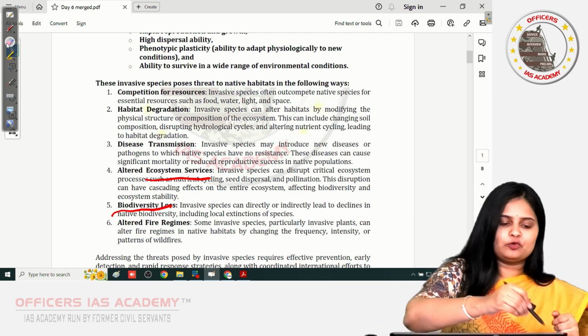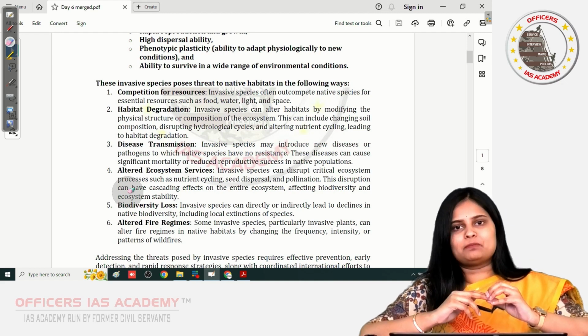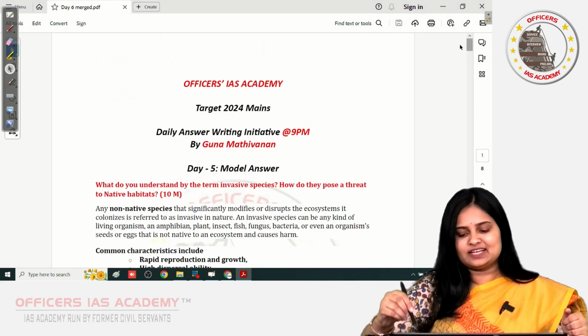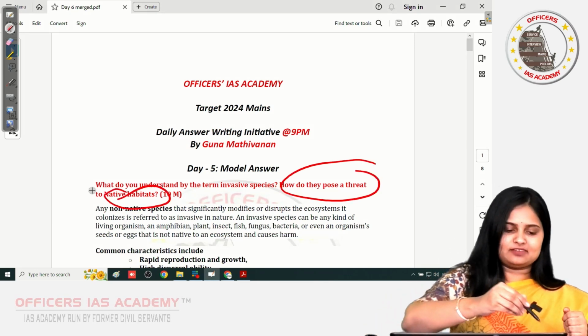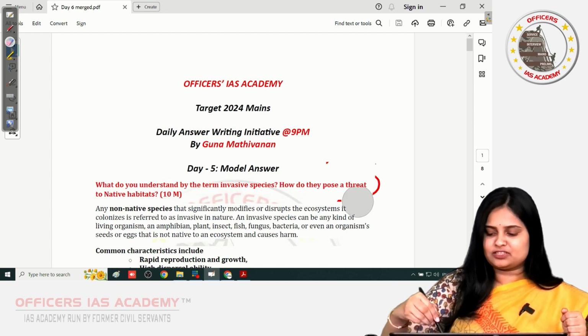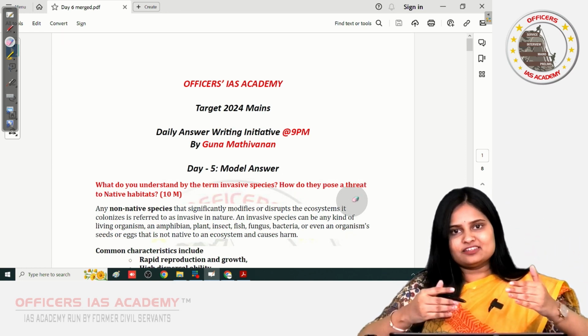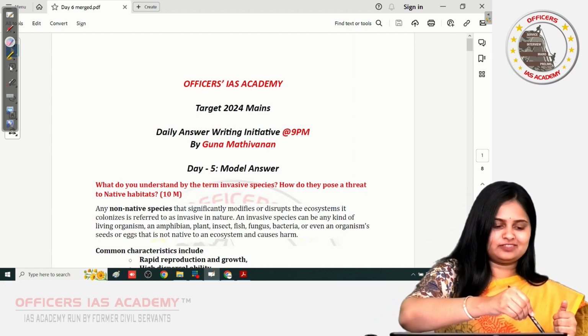So, going by the flow, we need to understand that in this particular question, there are two important parts that you need to address. First is what are invasive species, and the second is how do they pose a threat to native habitats. So, keeping this in mind, make sure you understand and analyze whatever points are required and structure your answers well so that your answers are good enough.